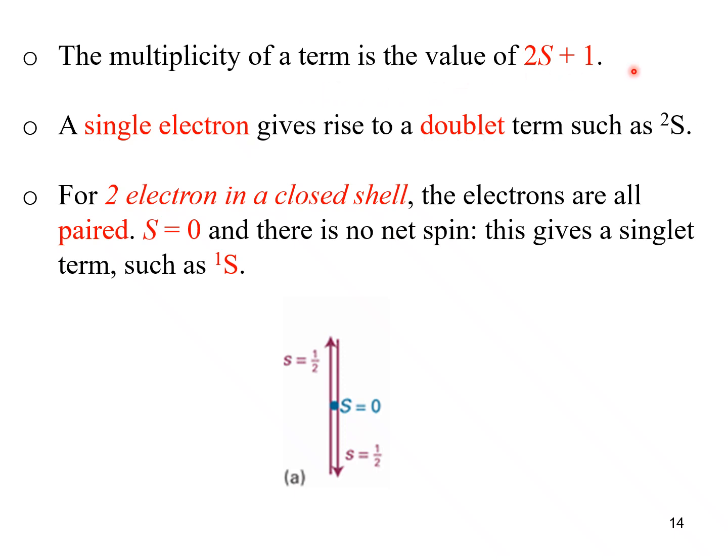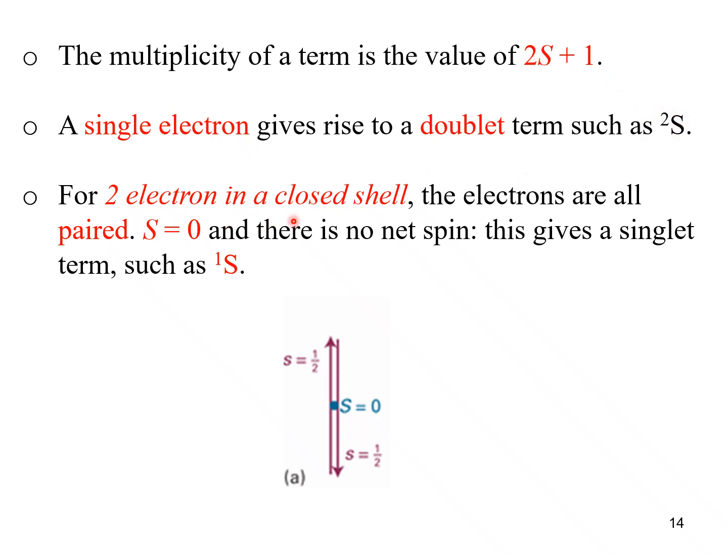Multiplicity equals 2S plus 1. So this is the value for the superscript in the term symbol. A single electron will give a doublet term symbol because it has only one electron, so the spin quantum number equals 1/2. So 1/2 multiplied by 2, plus 1, you will get 2. Therefore, it is a doublet.